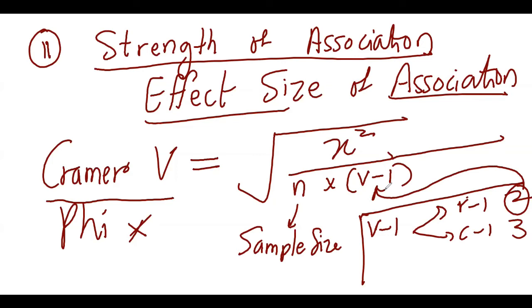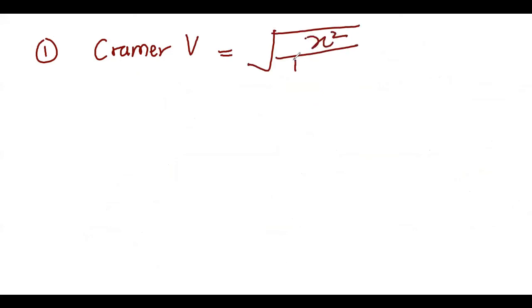And if Kramer V is more than 0.5, we can say the association is a strong association. And if Kramer V is less than 0.5, then we can say the association is a moderate association. So Kramer V is one of the important methods in analyzing the chi-square test. Let me write it: Kramer V is equal to the square root of chi-square upon n into m.